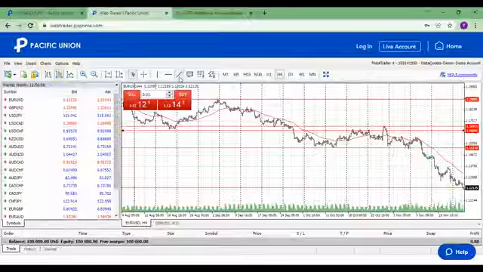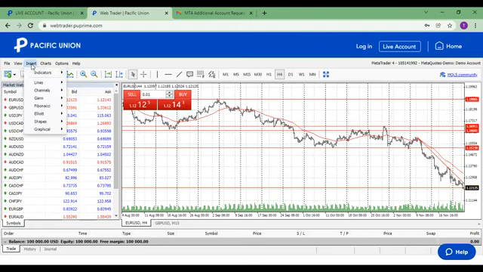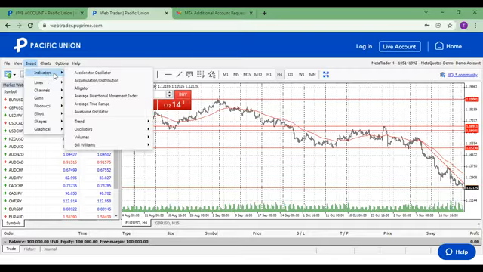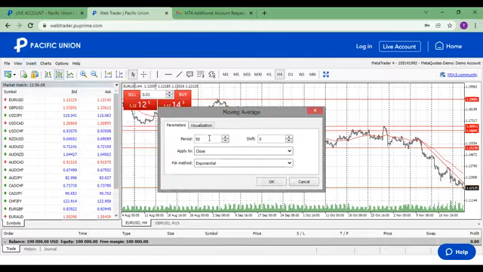Then apart from that, you could use your trend line to plot the dynamic support and resistance. So you could have something on this line. Exactly. And the third one is you could use the moving average. So you go to insert, indicators, trend, and moving average. And use the moving average.